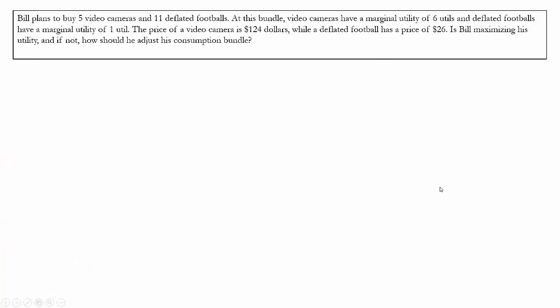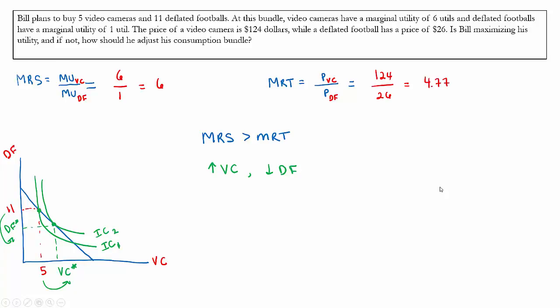Let me explain why this also makes sense. Think about what these numbers up here mean. Both are rates of trade. Both are slopes. Both as slopes represent a rise over a run, the rise being the change in deflated footballs and the run being the change in video cameras. Both the MRS and the MRT are slopes, and as such, both represent a rise over a run.